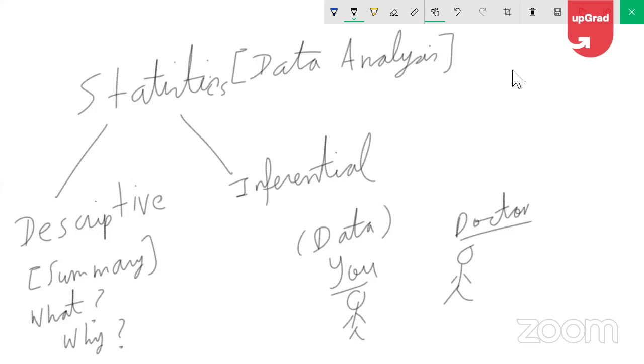The regression term that you will probably learn in your next topic was first used back in 1800. So that's how old the field is, and that's basically what we are dealing with. So the doctor is looking at you and saying, okay, what is happening?